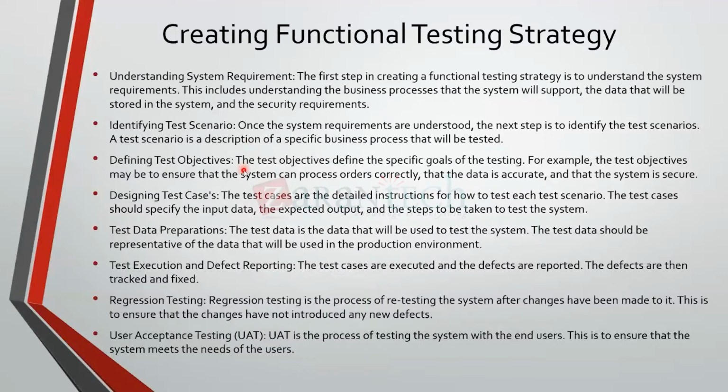A test objective defines the specific goals of testing. For example, the test objective may be to ensure the system can process orders correctly, that the data is accurate, and the system is secure. So the objective is like, ultimately your business process should work. The business process of sales or the order delivery, the standard sales: the sales order should get created, the delivery should get created, and the invoice should get created. So that is the objective. So you define the objectives of it.